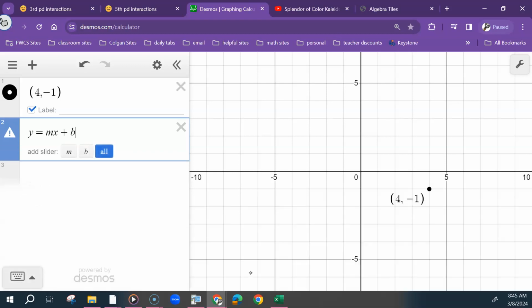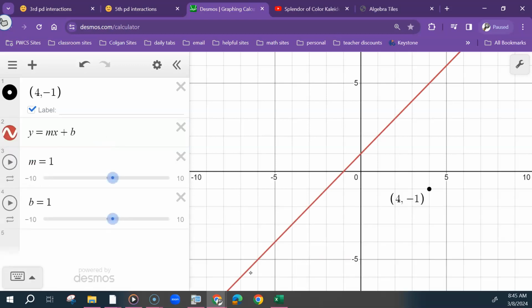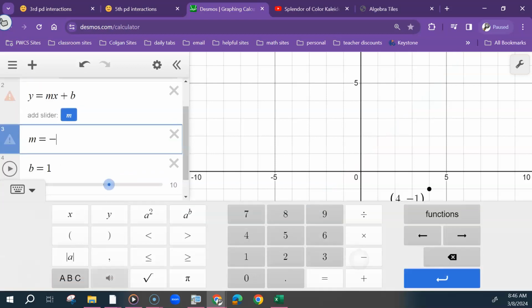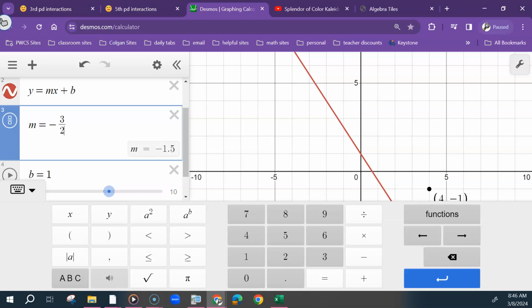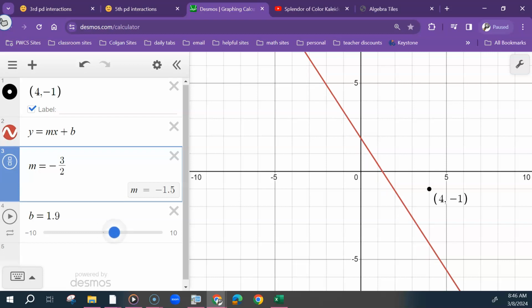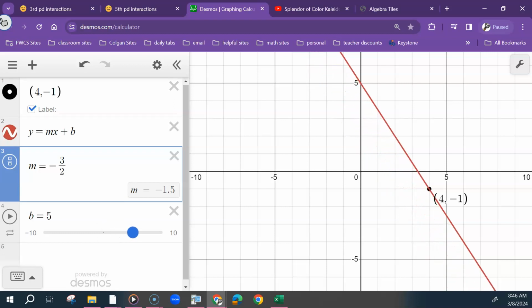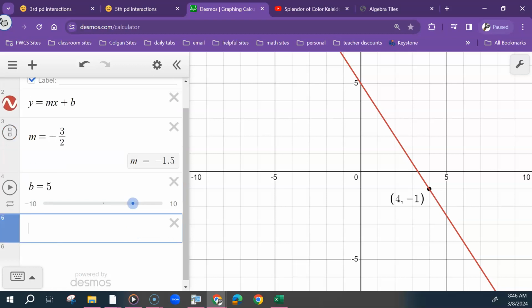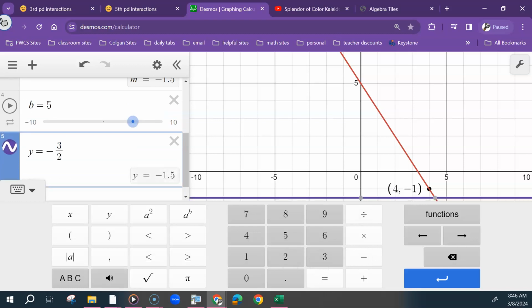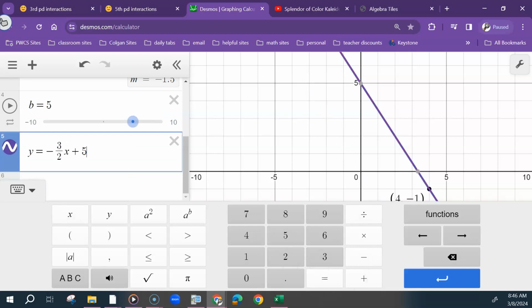Add in all my sliders, change my m value to -3/2. And then I'm going to move my b by either hitting play or moving the slider until it goes through that point. So at 5. So then my equation would be y equals -3/2x plus 5.